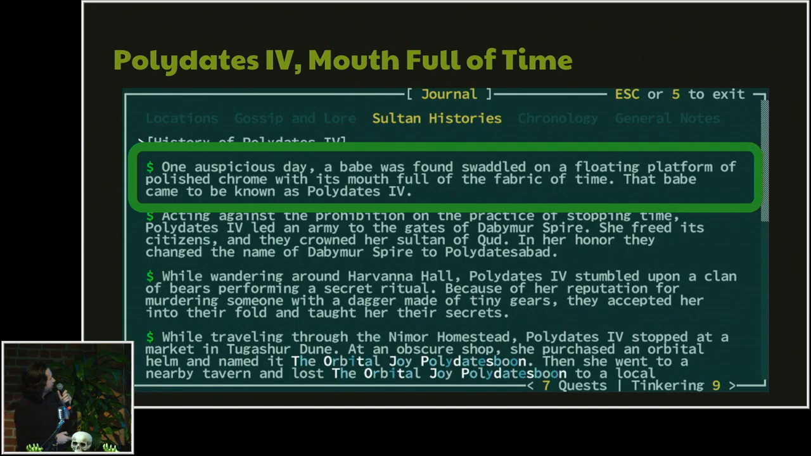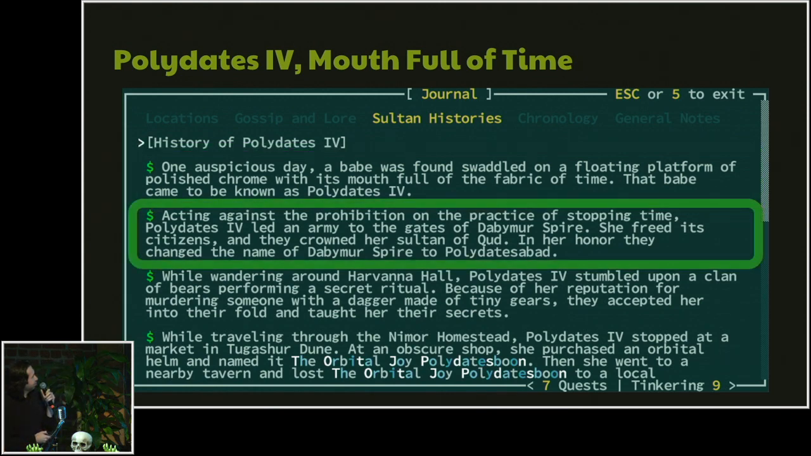So one auspicious day, a babe was found swaddled on a floating platform of polished chrome with its mouth full of the fabric of time. That babe came to be known as Polydeities IV. Acting against the prohibition on the practice of stopping time, Polydeities led an army to the gates of Damirmir Spire. She freed its citizens, and they crowned her sultans of Qud. In her honor, they changed the name of Damirmir Spire to Polydeities.